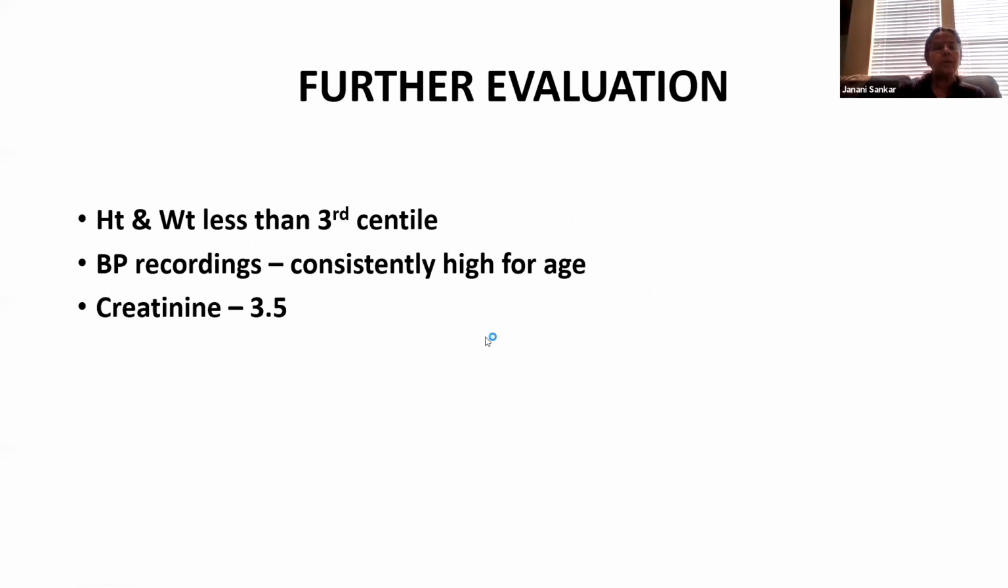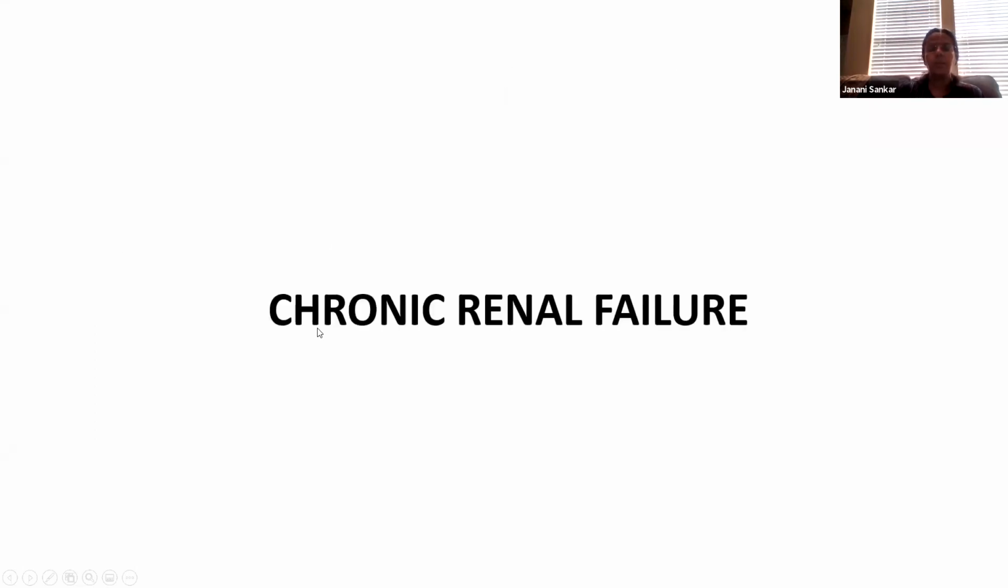So this child, we went ahead and measured the anthropometry. Height and weight were less than third centile. BP recordings were consistently high for age. We measured different people in the OP measured. The nurse measured, then we measured. We did the NIBP, we did the manual BP, we did on the left arm, we did on the right arm, and then we ordered a creatinine because of the edema. Creatinine was 3.5. So this is the message that I want to convey to you. This is chronic renal failure.